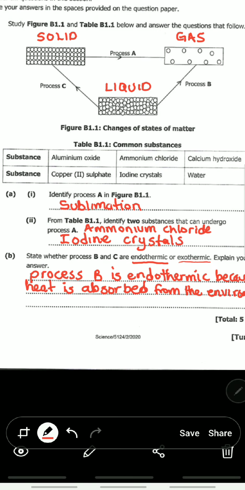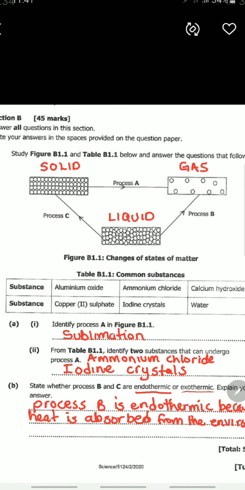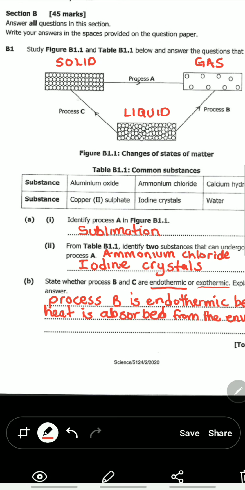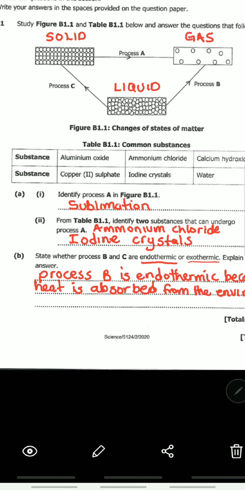Then process C, a liquid turns into solid. You look at the direction of the arrows, which is what is guiding us, whether it is from solid to liquid or liquid to solid. So here the arrow is moving in this direction. So a liquid turns into a solid. The process C is freezing. So during freezing, you find that a substance is losing heat, so it is exothermic.